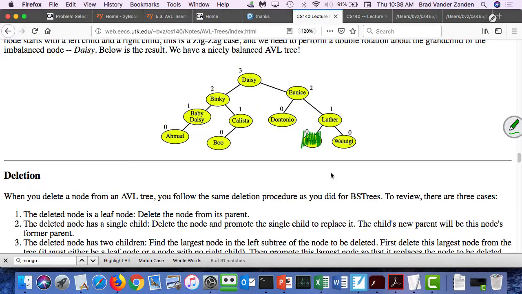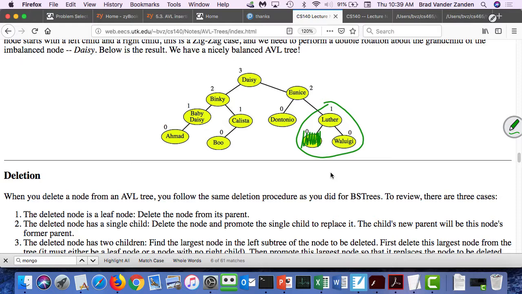Okay, in that case, we are done because the parent is still a balanced AVL tree. Its height did not change. Because its height did not change, everything above it must still be balanced. So that is the Goldilocks case. It is case 2. The height doesn't change, and the tree stays balanced. Okay, so it's case 2 here.